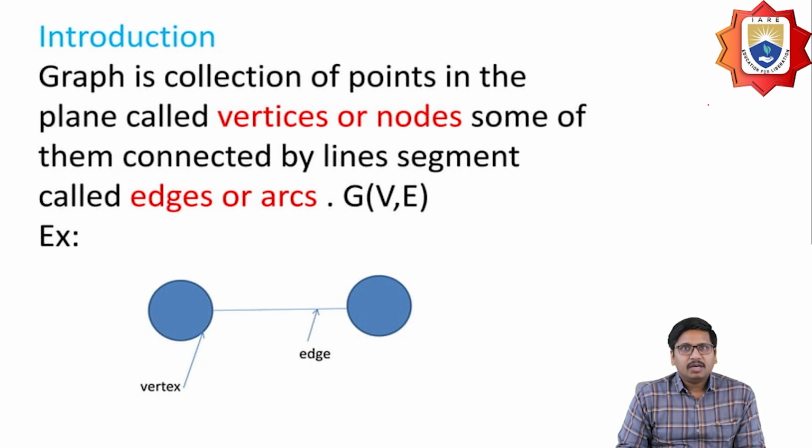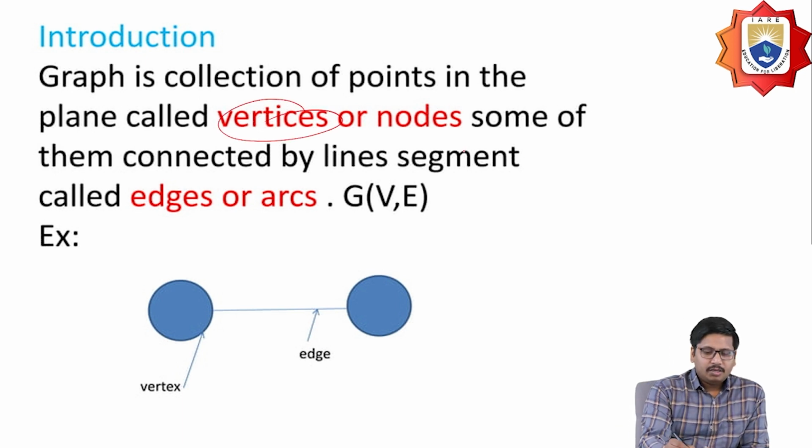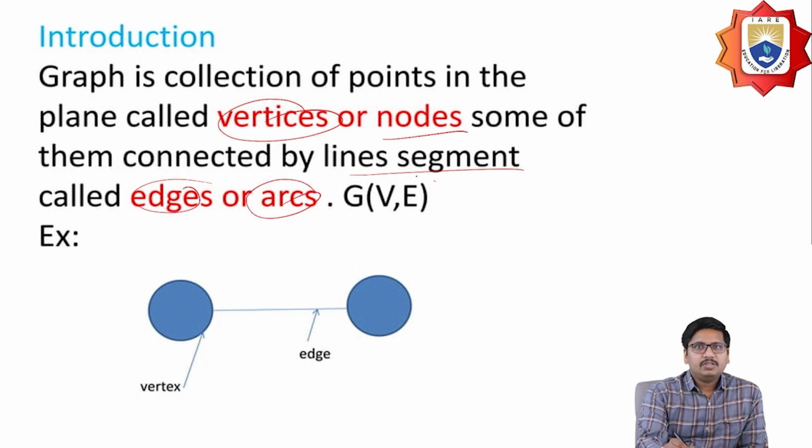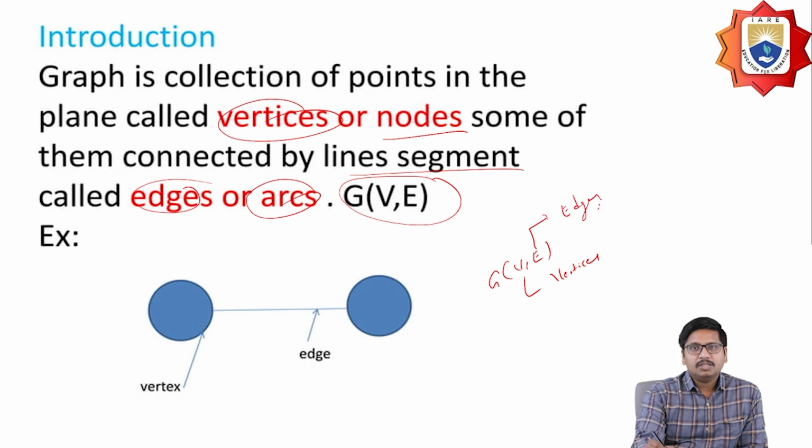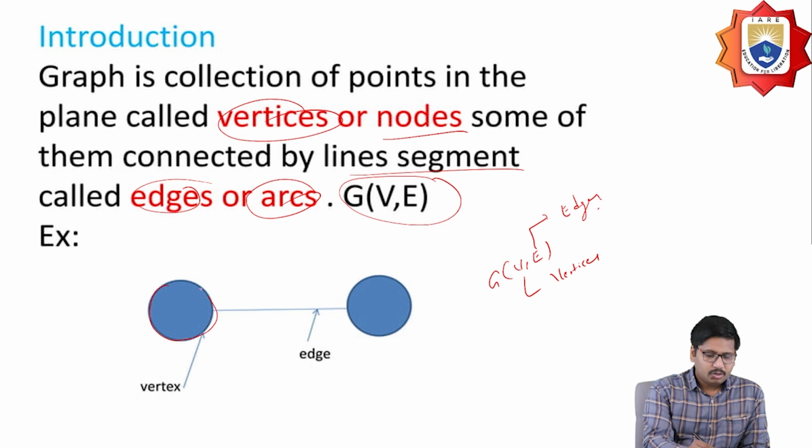So a graph is a collection of points in the plane called vertices or nodes. And some of them are connected by means of a line segment, which is called an edge or arc. The convention for representing that is G(V, E), where V is the set of vertices and E is the set of edges. In this graph, this is the node, which can be called a vertex or device, and this line segment is called an edge or it may be called an arc.